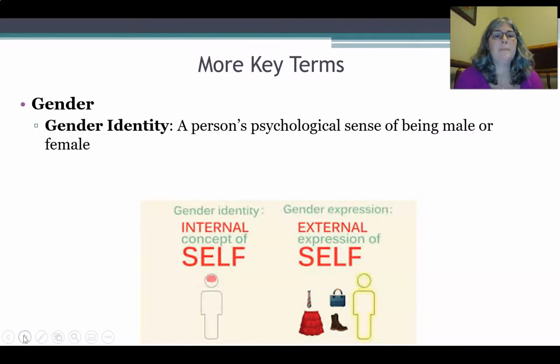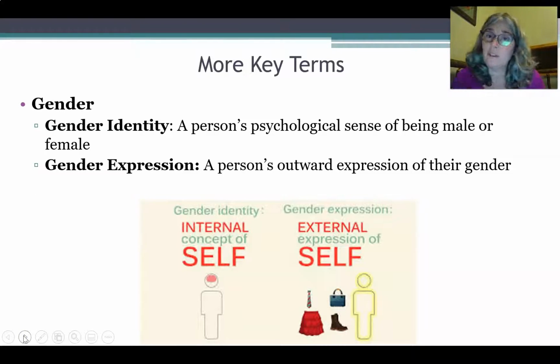So gender. Then there's gender identity. Gender identity is an individual person's psychological sense of whether they are male or female. Okay, so again, gender is all the labels and adjectives that society attributes to male and female. Gender identity is an individual's, I hate to replicate the word identification, but how they view themselves as male or female.